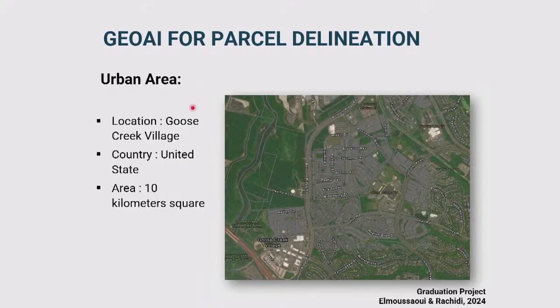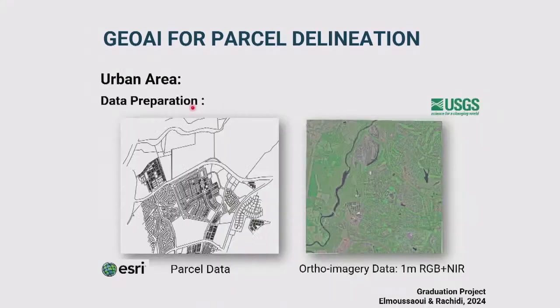So this is the area. We have the data where we will do our test, which is ortho image data with 1 meter RGB plus near infrared, so 4 bands. The people who work on remote sensing know that using near infrared means we can detect the vegetation. Because here we want to do parcel delineation, and we know that vegetation has an impact on parcel delineation, we introduced the near infrared also. And this is the data that we've used for the training process for the urban area.